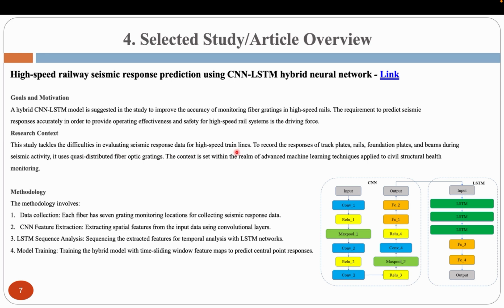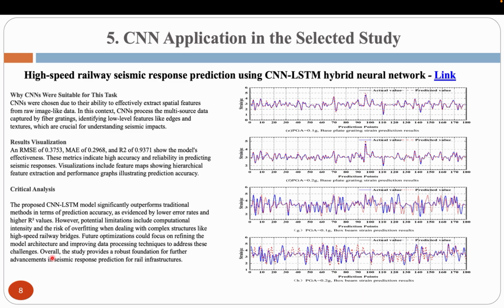We have four key components in the methodology. First we have data collection. Each fiber has 7 grating monitoring locations. Then we have CNN feature extraction. Third we have LSTM sequence analysis, and fourth we have model training. Moving to slide number 8.